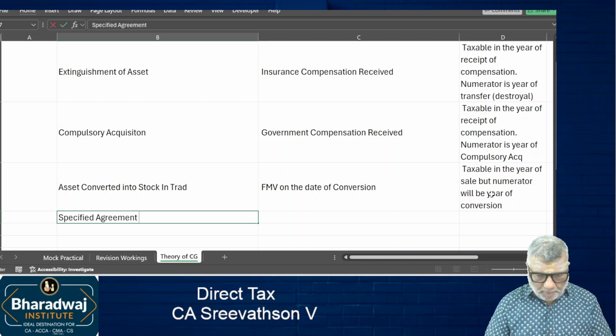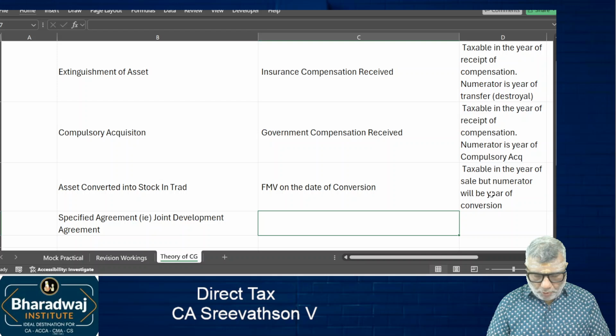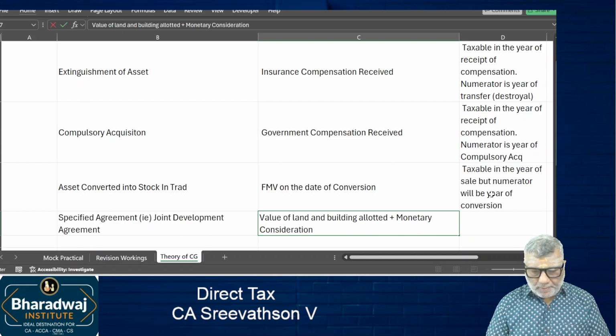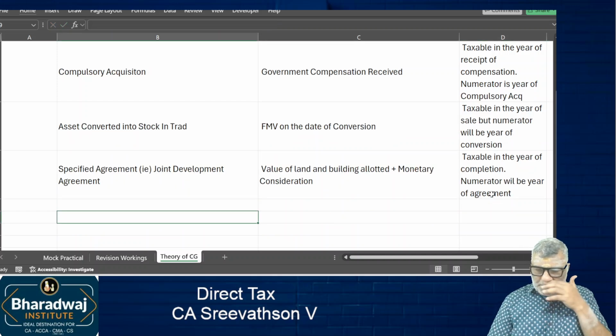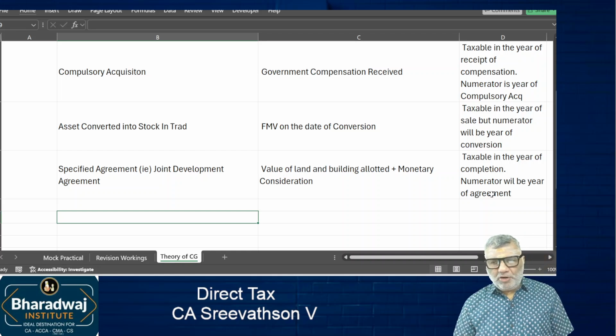Specified agreement. Joint development agreement. Value of land and building allotted plus monetary consideration. Taxable in the year of completion, whereas the numerator will be the year of agreement.